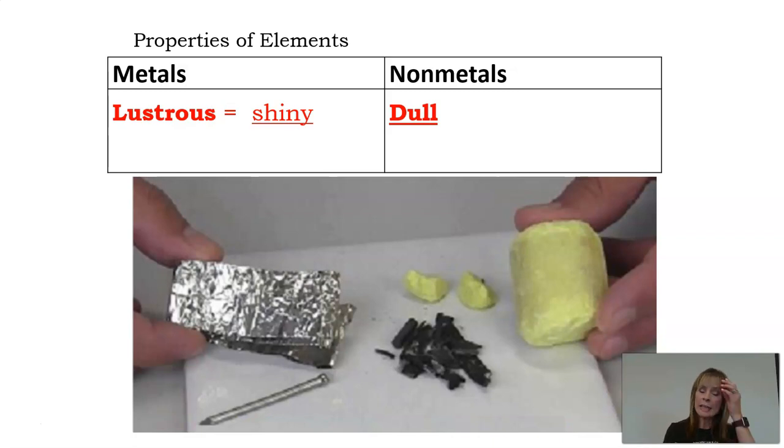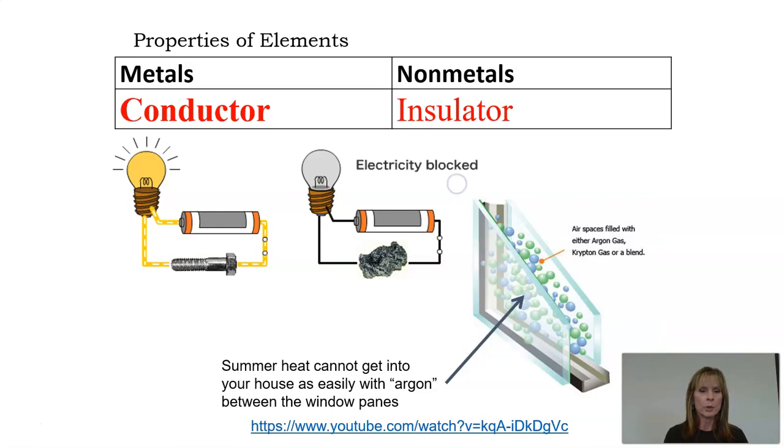Metals are shiny, or lustrous. Make sure you know what lustrous means. It just means that it's shiny. Down here we have a picture of aluminum foil versus some sulfur, and the sulfur is dull. It's a nonmetal. Most nonmetals are gases, but if they're solids, they'll be very dull and brittle. Metals tend to be conductors and nonmetals are insulators.